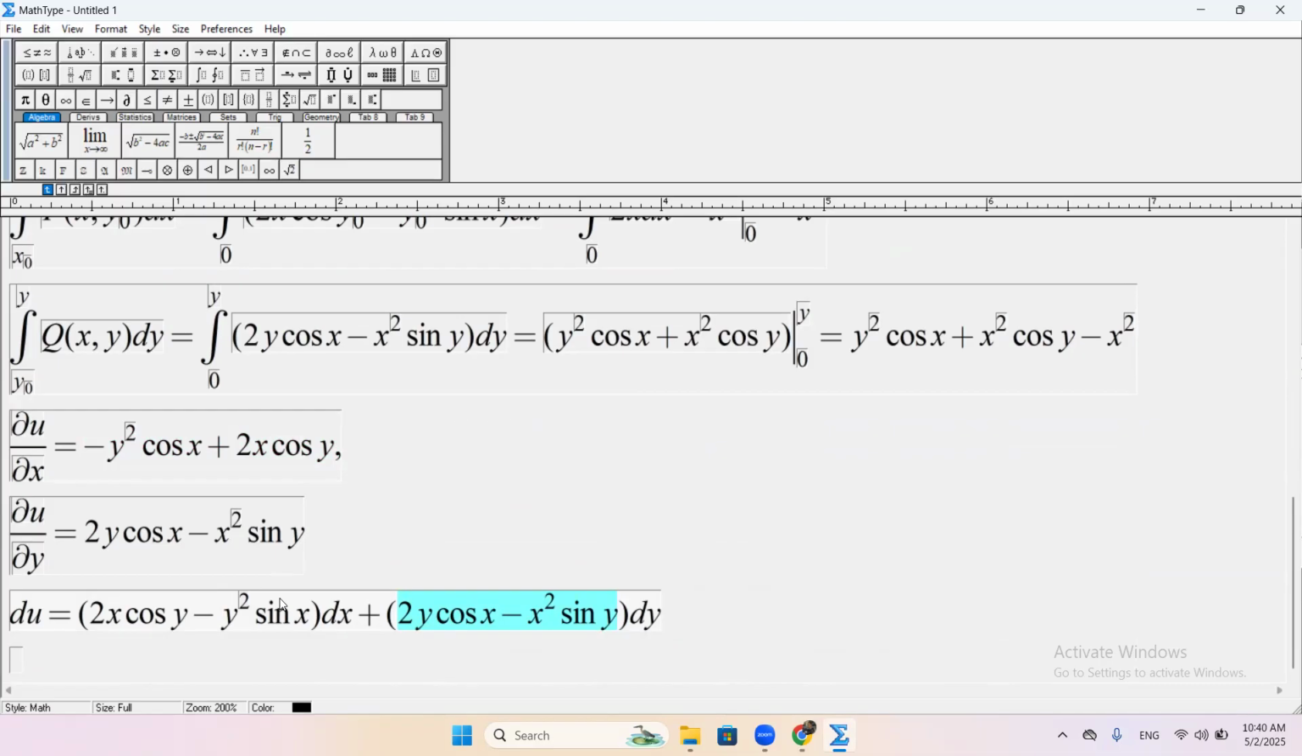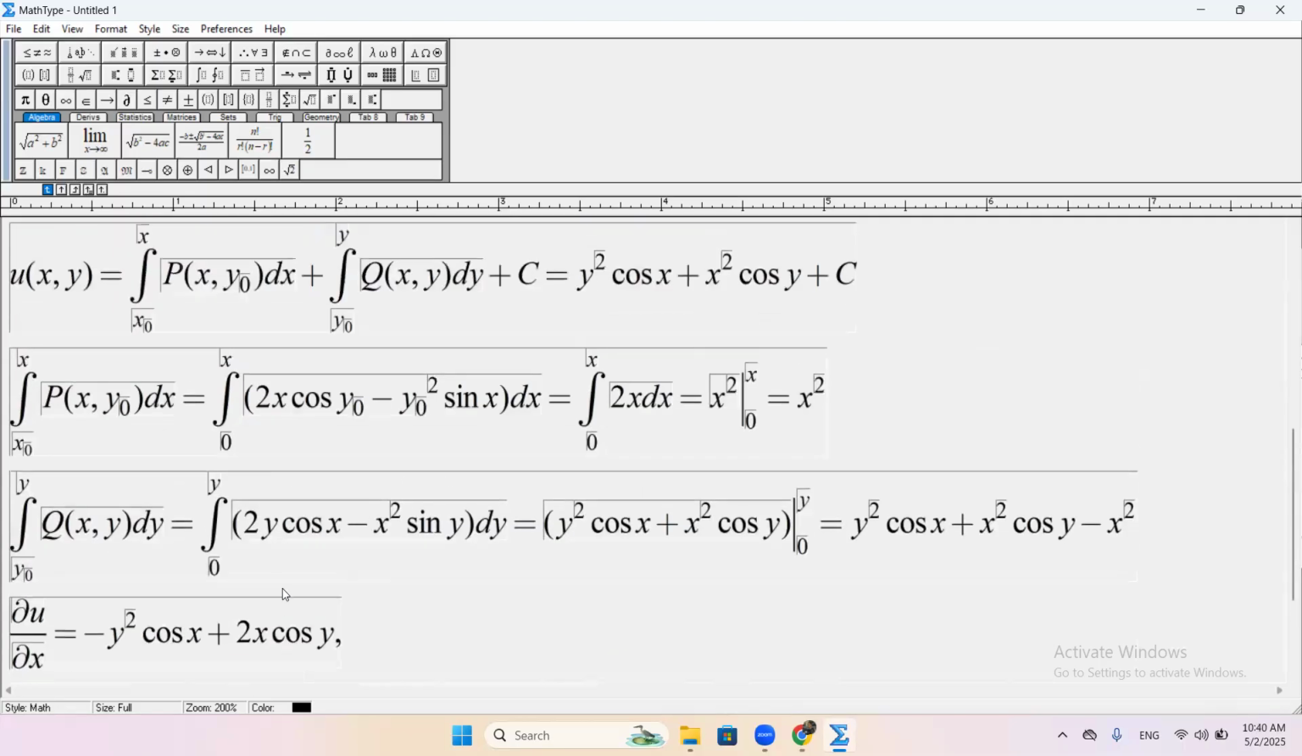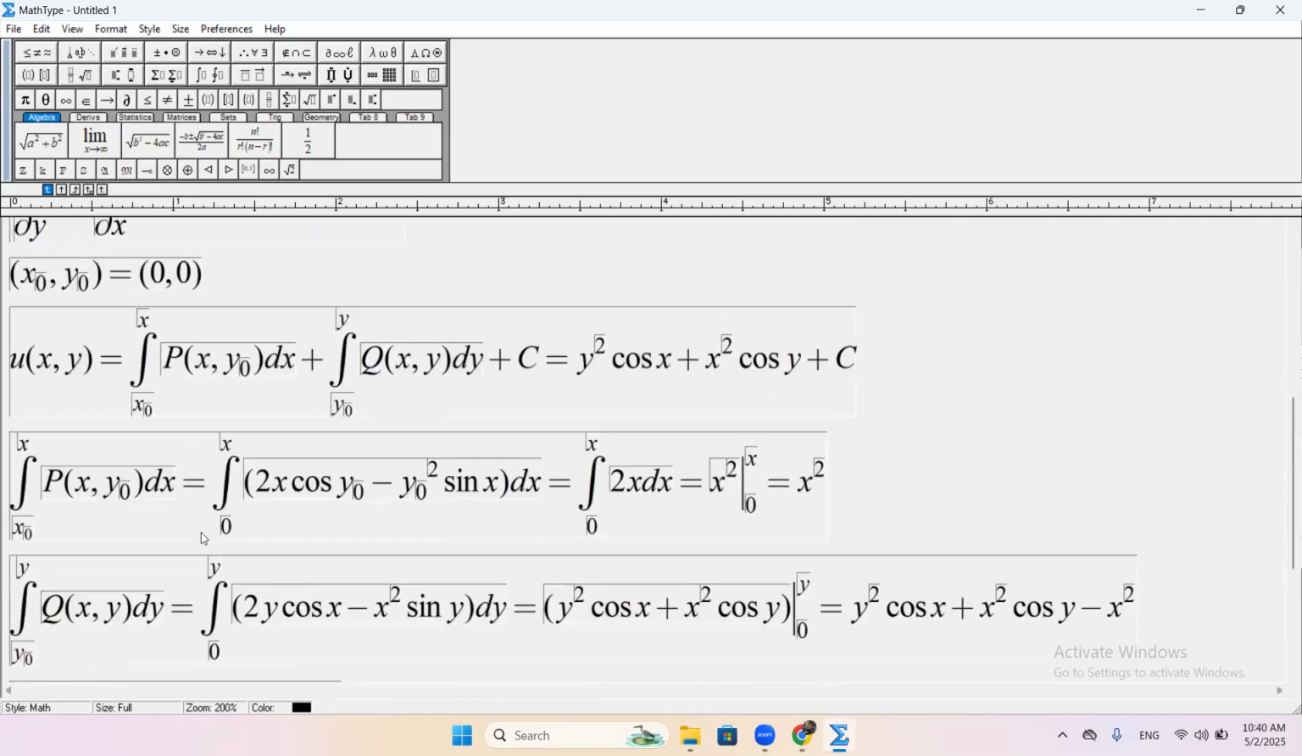Any questions about this exercise? No questions. Okay, if no questions, let's move to the next exercise.